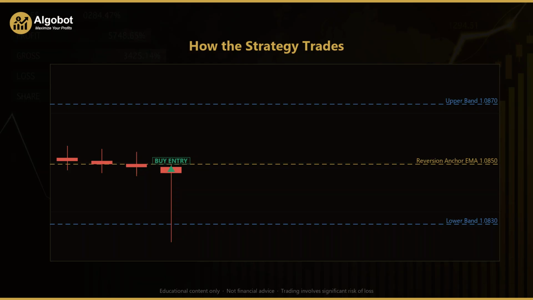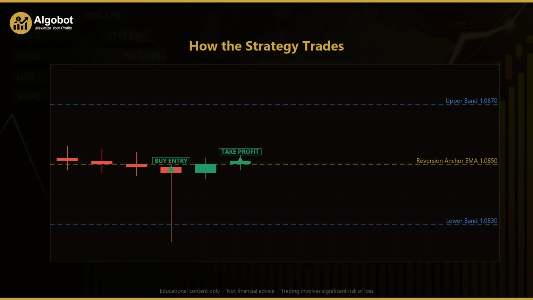Look at the first three candles. They're small, they overlap, and they stay comfortably between the two bands. The moving average has barely moved, and recent range is tight. Both regime gates are satisfied, so the strategy is now watching for a spike, but it hasn't acted yet.